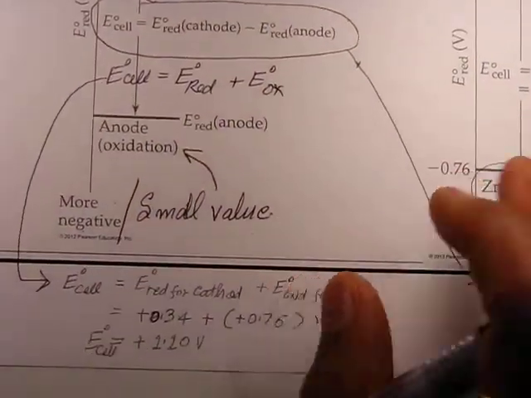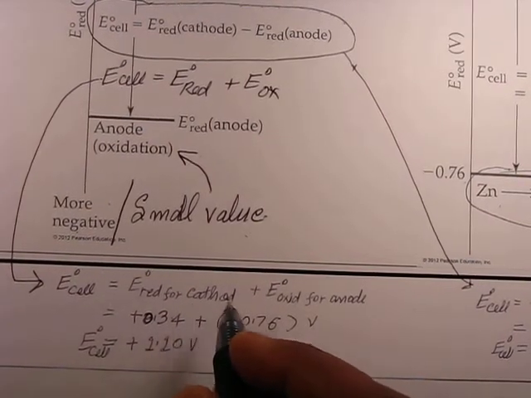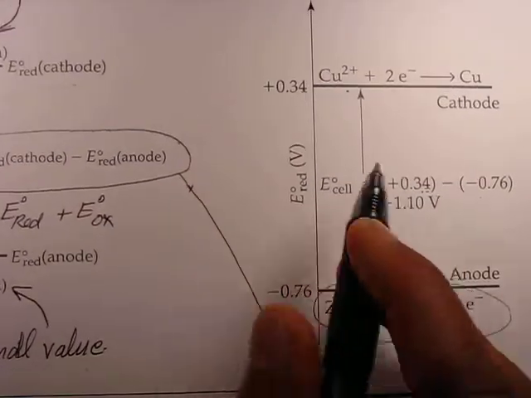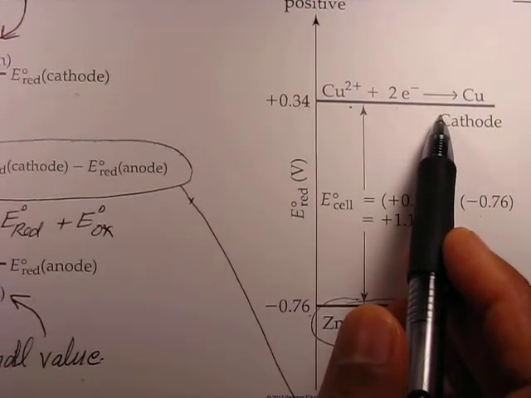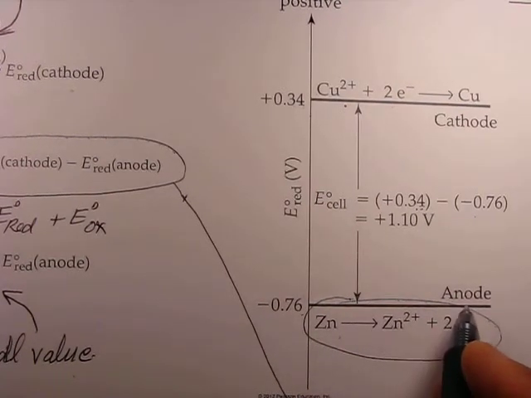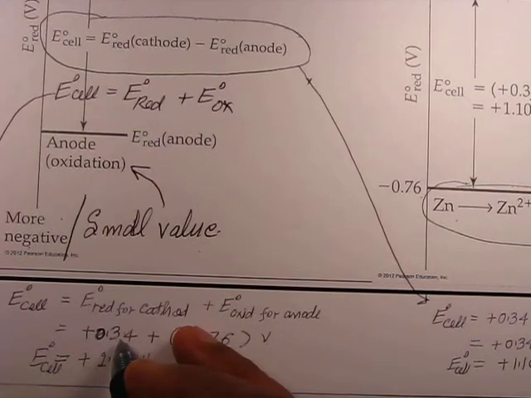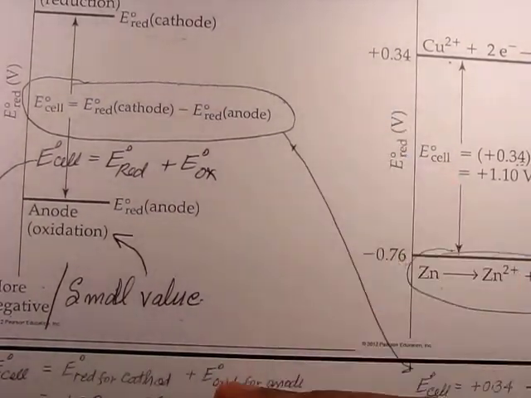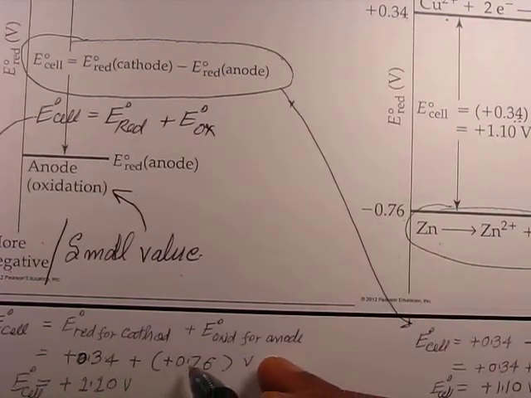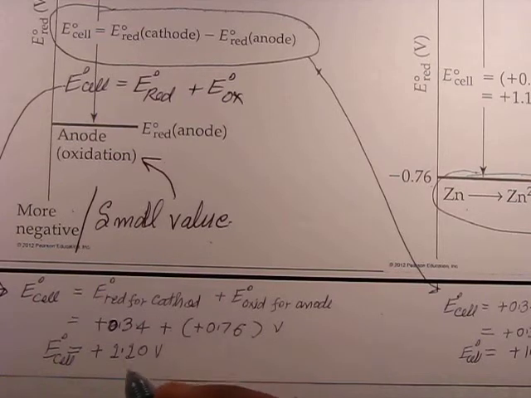Let us calculate using this formula first. E cell will be equal to E reduction for cathode plus E oxidation for anode. You can see that the more positive will become the cathode and reduction will happen here, and the more negative will become the anode, where oxidation will happen. So, I will add 0.34 with the plus sign for the cathode, which remains the same, but for the oxidation I have to change the sign. So, this negative sign will become positive and then I add to get E cell.